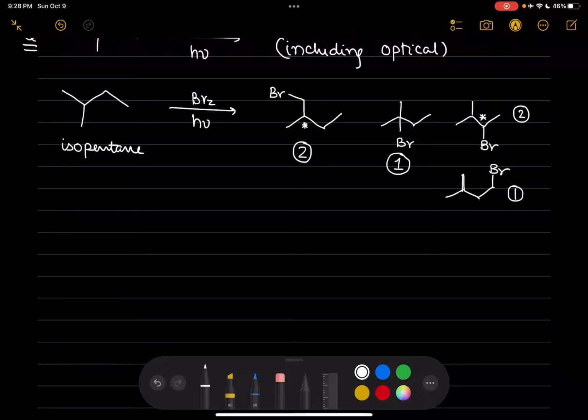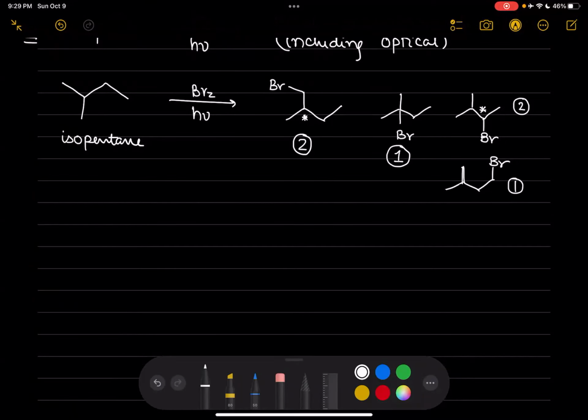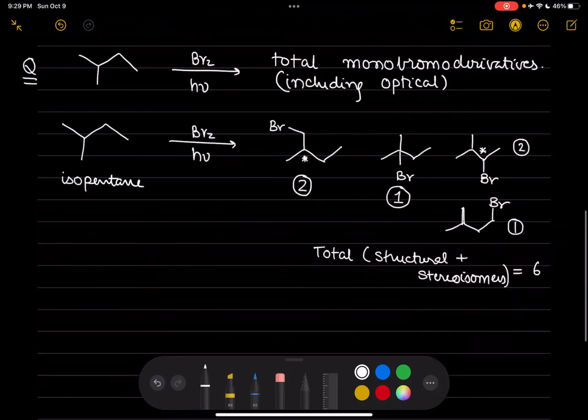So in total, including optical isomers, it will be six. And if they ask how many of them are optically active, then there are two of them, total two. Number of optically active isomers, four. Each one of them you should consider separately. Okay, got it.